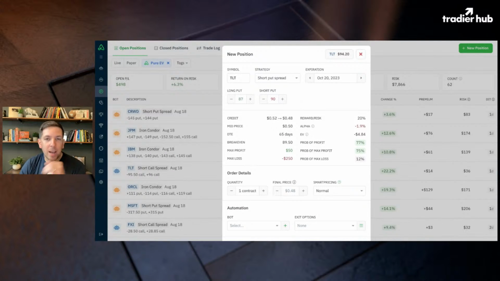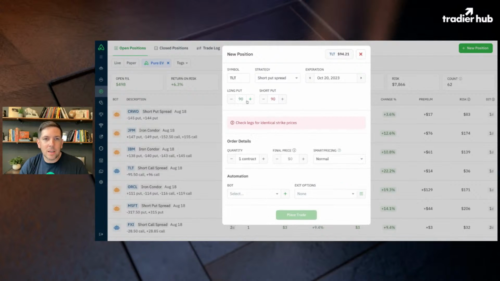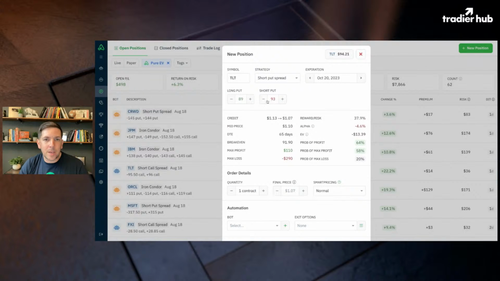Okay, right away, you can see as soon as we calculated this, this trade has a negative expected value. So right now, I would not take that trade, even though it's a really high probability of profit. So what can I do in here? I can start to adjust these to see if any adjustments I make to this trade start to make it make more sense.